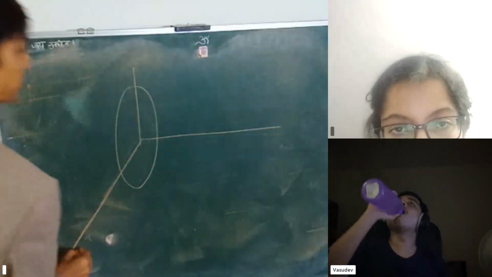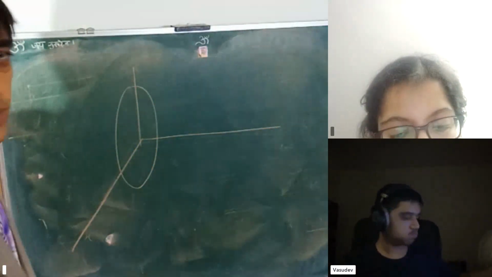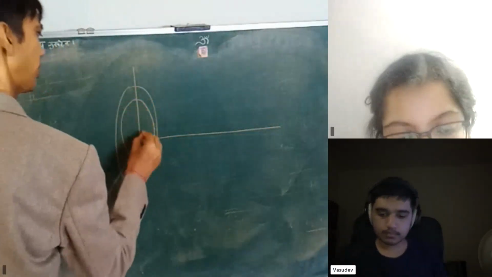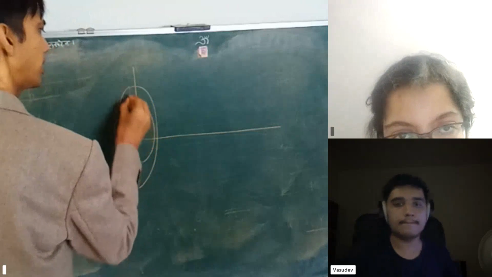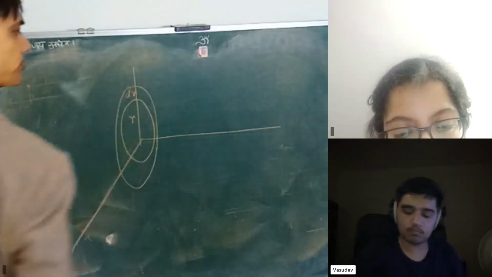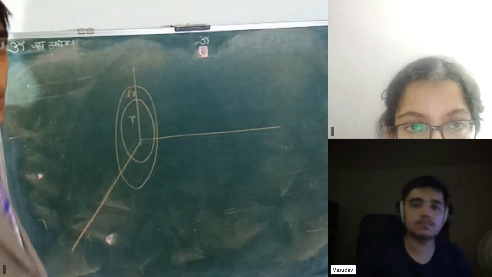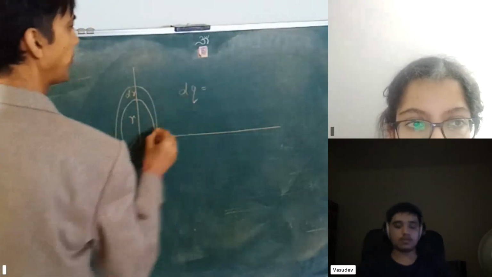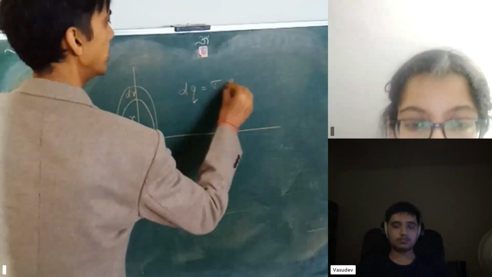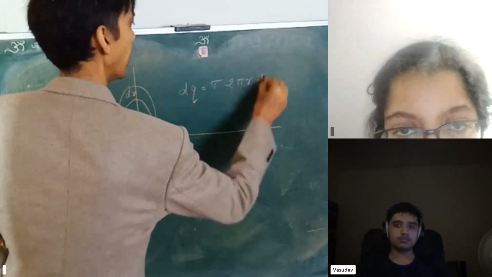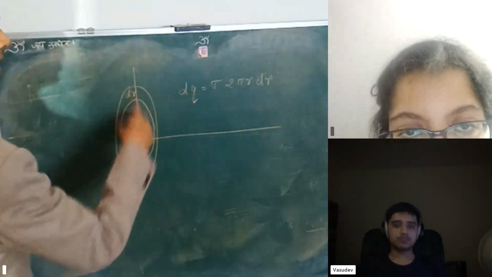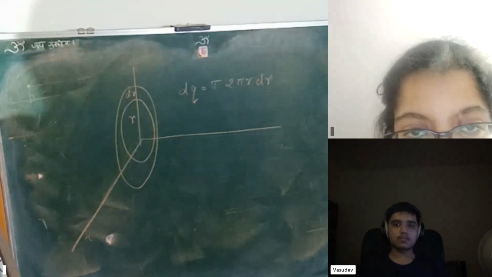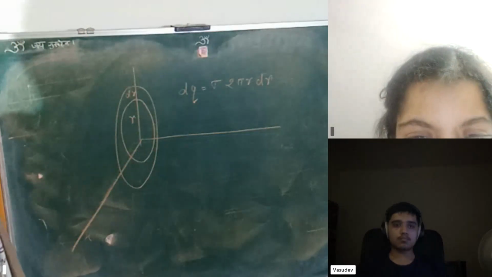I'll be cutting the disk into several rings. I've taken one ring of radius small r and thickness dr. Okay, dear? What is the charge on this ring? For the first time, we are using surface charge density. Sigma is surface charge density. So the charge is sigma 2 pi r dr, 2 pi r and dr thickness.